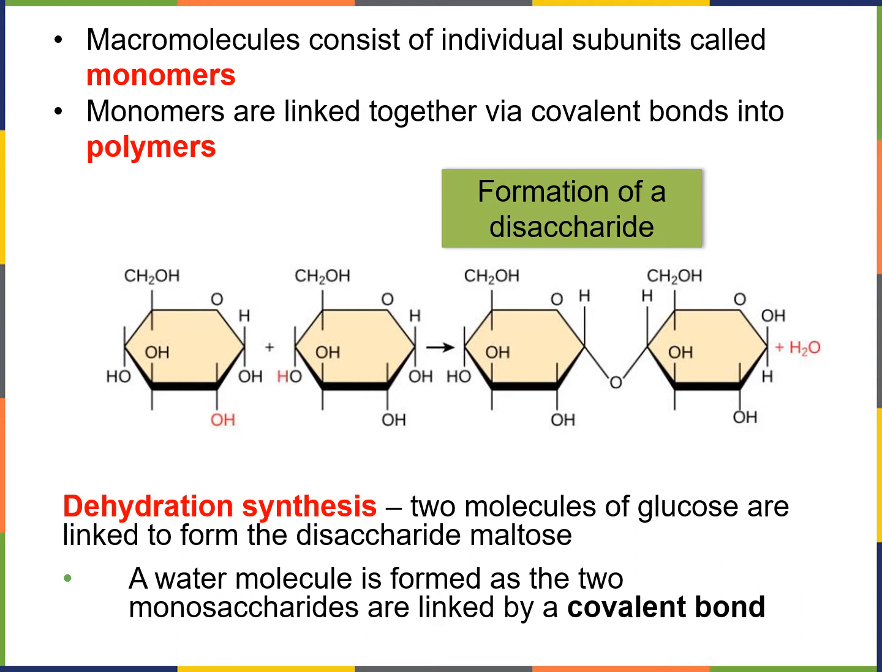The example from your textbook. 2 monomers, 2 sugars, glucose, glucose. You add the 2 monomers, the 2 subunits, the 2 Legos, the 2 sugar molecules together, you get what is referred to as a disaccharide. Di meaning 2, saccharide, sugar. So 2 sugars bound together. And they're bound through a covalent bond.